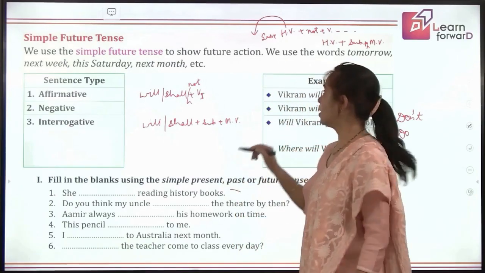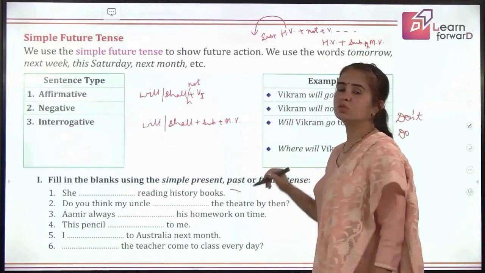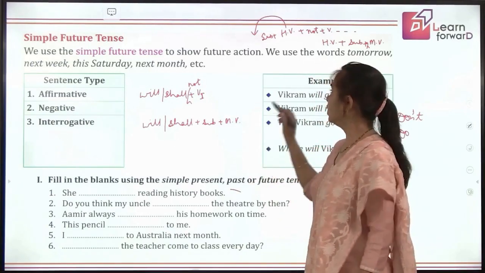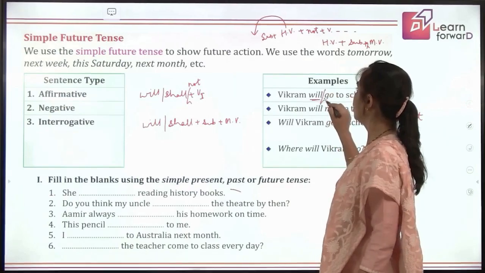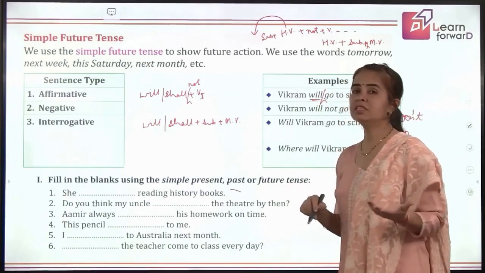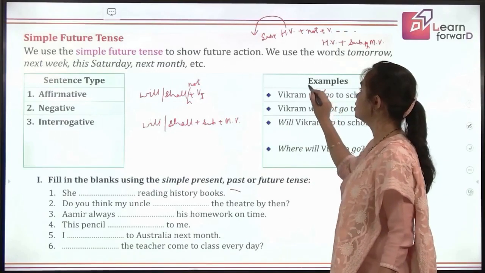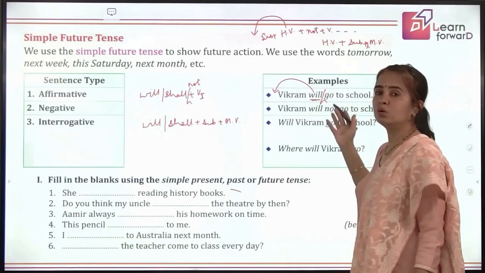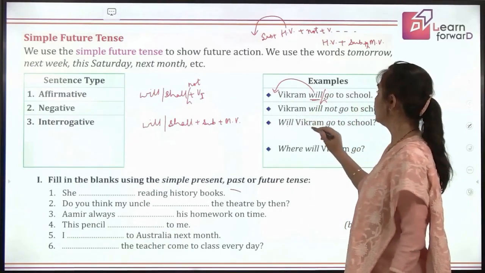Let's see the examples. Vikram will go to school. If I have to change it to negative, what will it be? Vikram will not go to school. Will is the helping verb. And if I have to make it interrogative, I'll just pick this will in the beginning and it will be, will Vikram go to school, right? Will Vikram go to school?